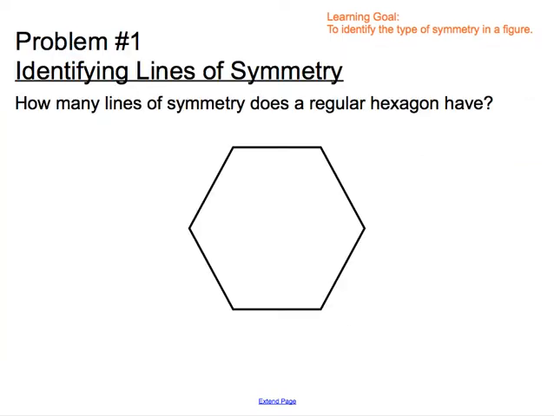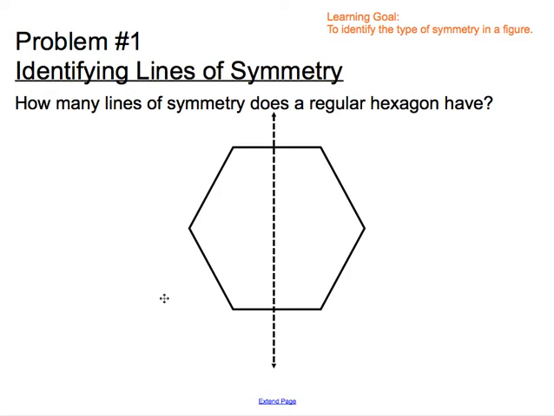So let's look at question number 1, identifying lines of symmetry. We're trying to determine how many lines of symmetry a regular hexagon has. First things first, if we were to draw a dotted line directly down the center of the figure, and we fold this figure over onto itself, it would certainly overlap perfectly. So we can see that this definitely has at least this type of reflectional symmetry.